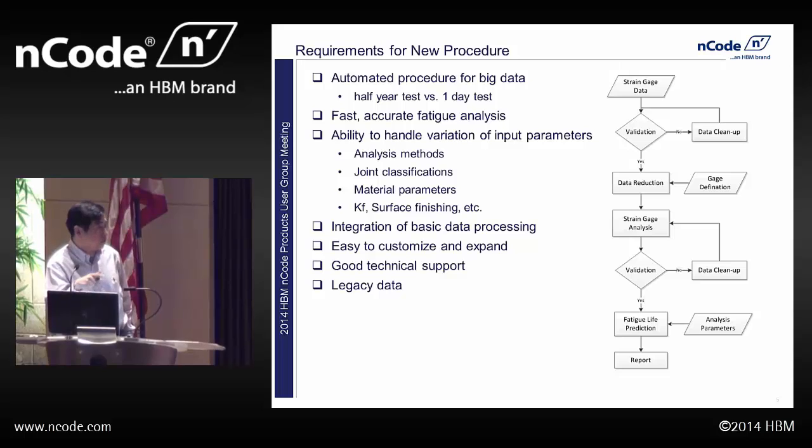Otherwise we have to go back to the raw data, because it did happen that those channels got switched. In the field there are so many channels and so many labels, so it could be messed up. So it did happen. The last step is fatigue life calculation. So here, all those parameters are input there.